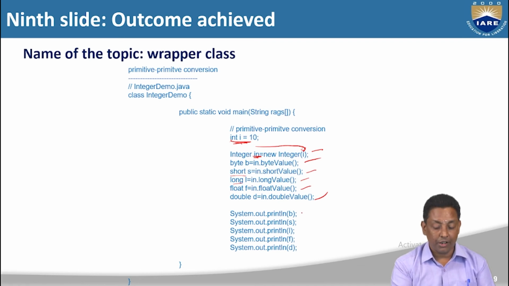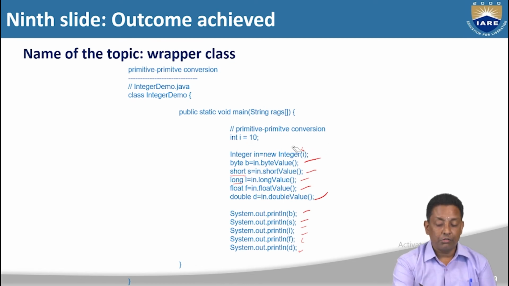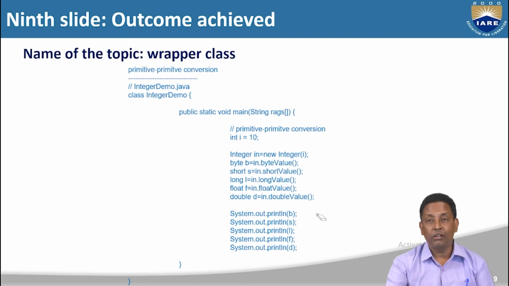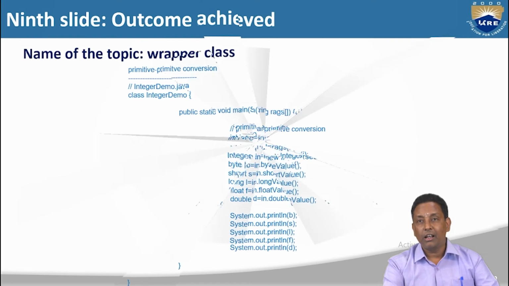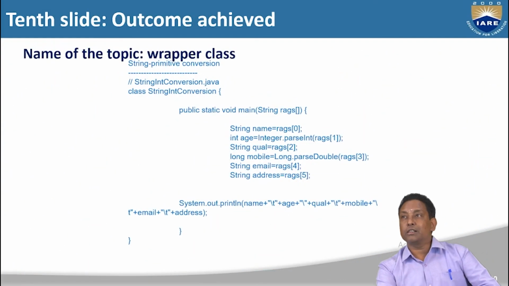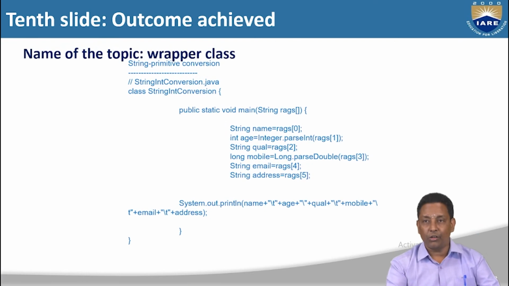So here we are printing all the values. The values will be displayed as a simple int. Then, the previous slide shows how the Integer wrapper class, a predefined wrapper class, is there in the Java API. This is the example showing how to convert from one primitive to another primitive using that Integer wrapper class. The next example is string to int conversion, the same one I told.